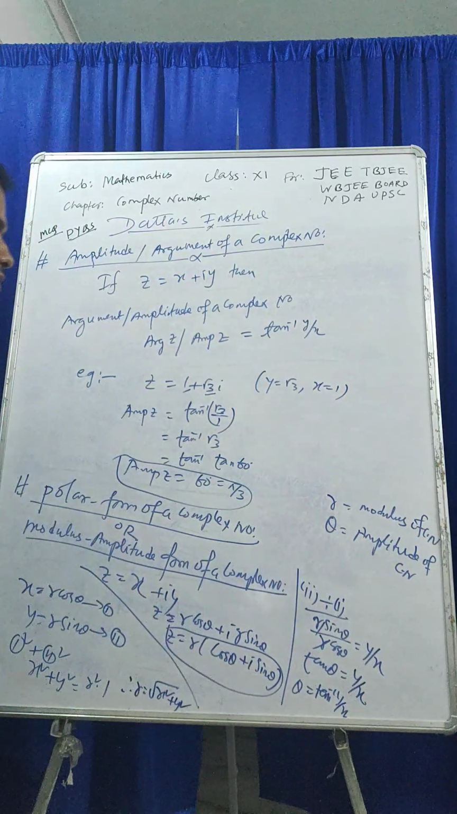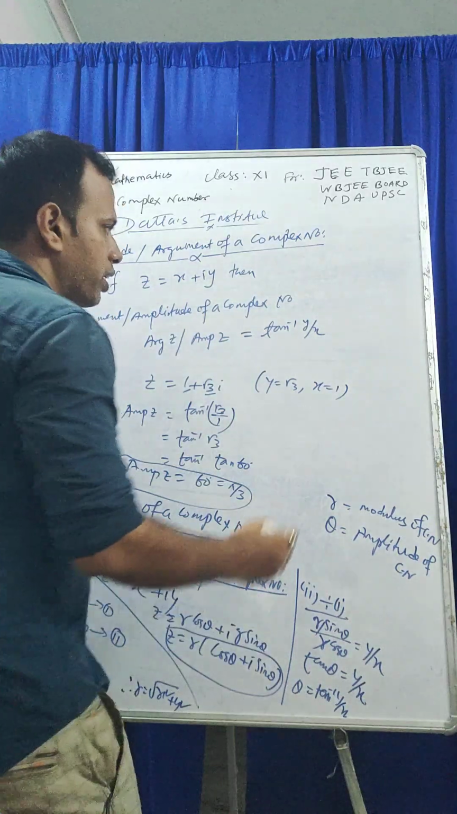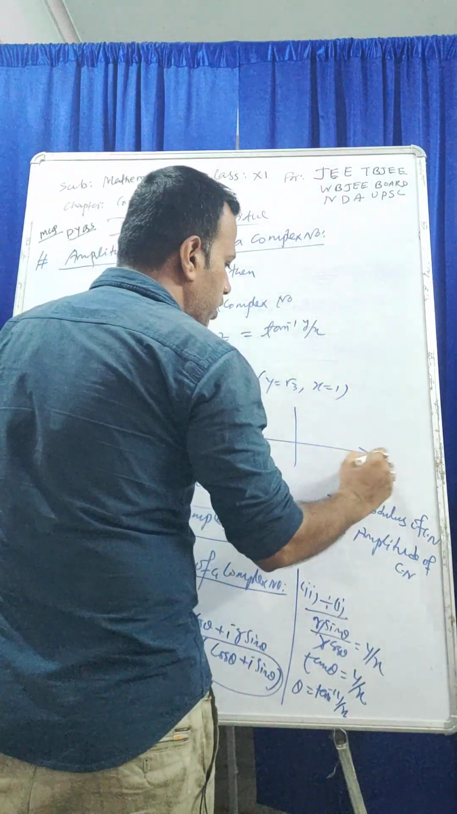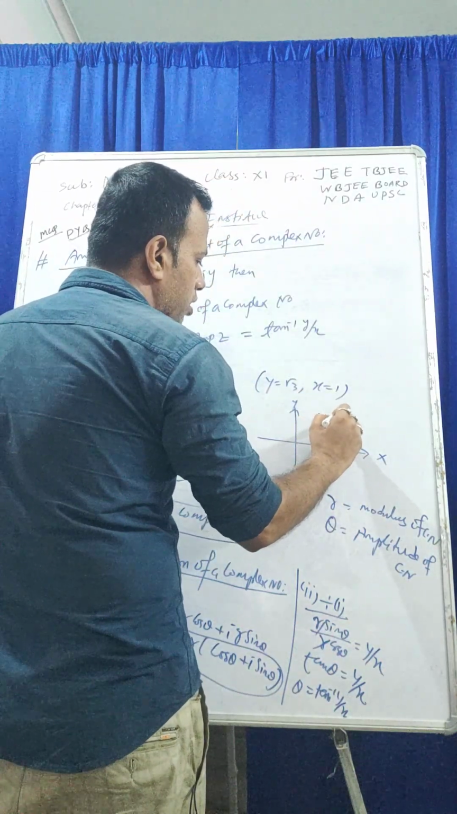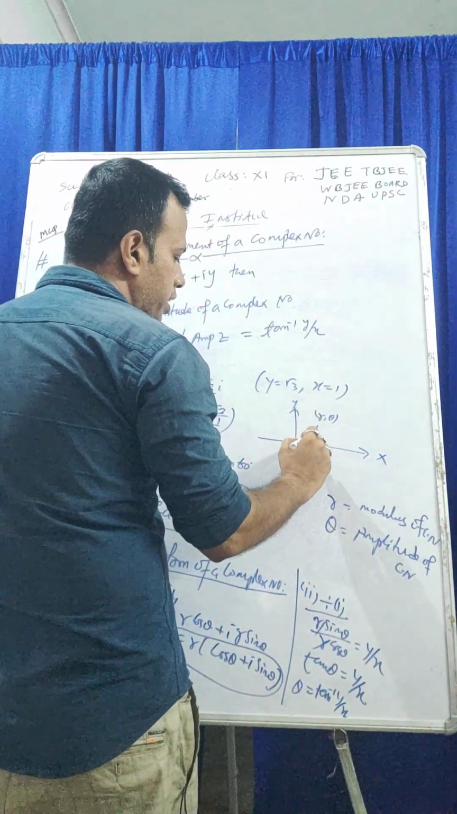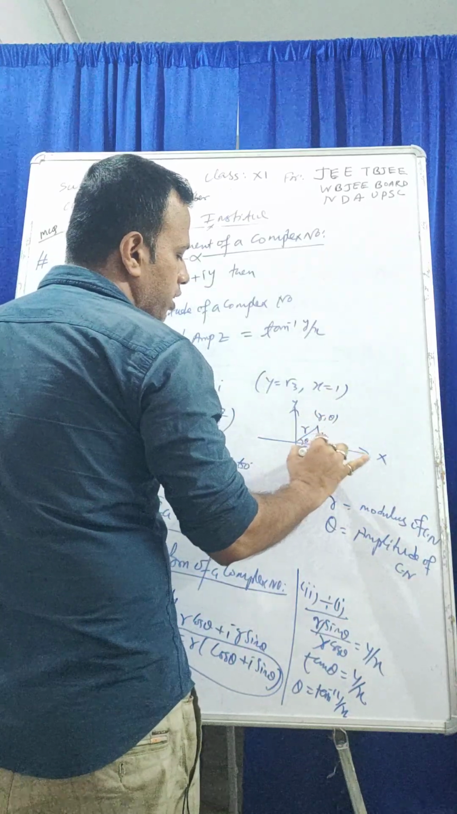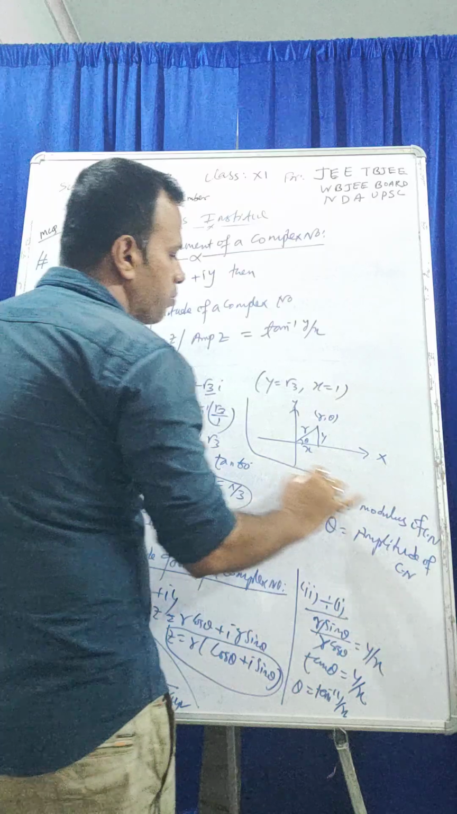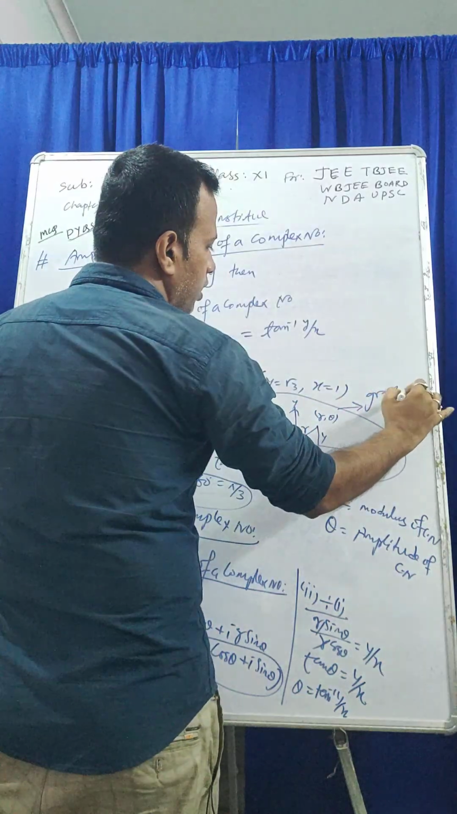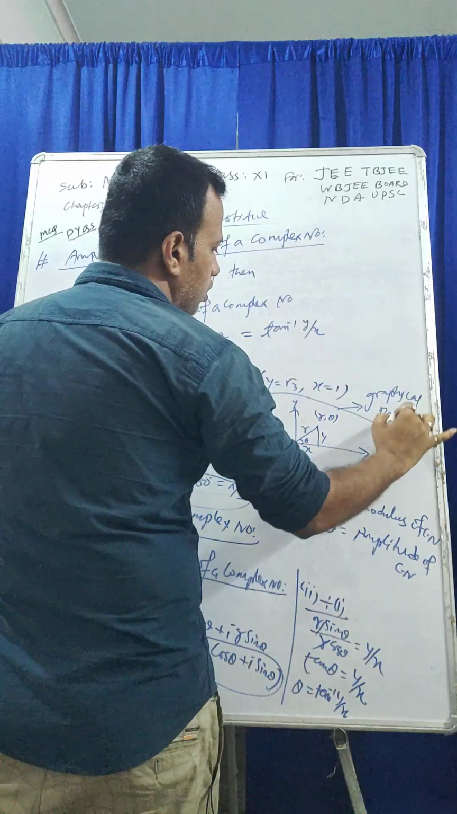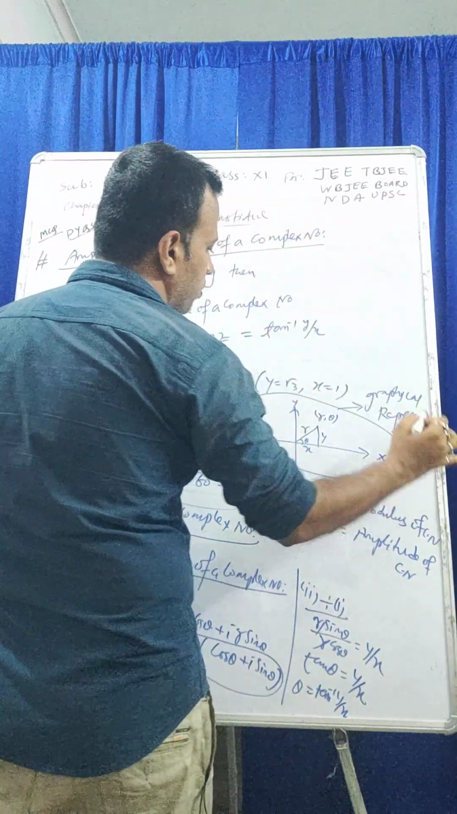Okay, got my point? If you graphically draw the complex number here, this will be x, this will be y, and this point will be r theta. This angle will be theta and this distance will be r. This one is y and this one is x. This is the graphical representation of a complex number.